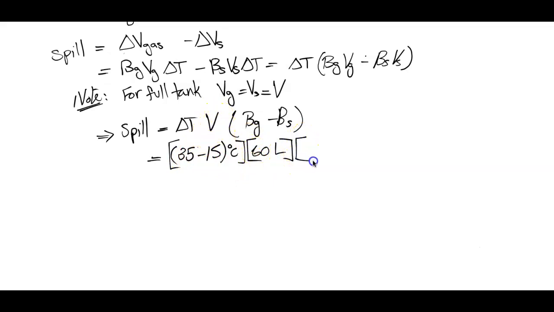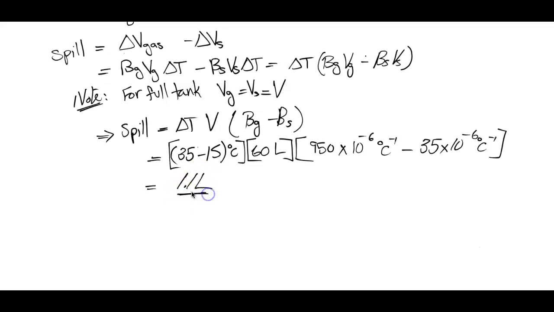And then if we look these up in the table, the coefficient of volume expansion for the gas is 950 times 10 to the minus 6 per degree Celsius. And for the steel, it's 35 times 10 to the minus 6 per degree Celsius. Computing this, we get 1.1 liters.